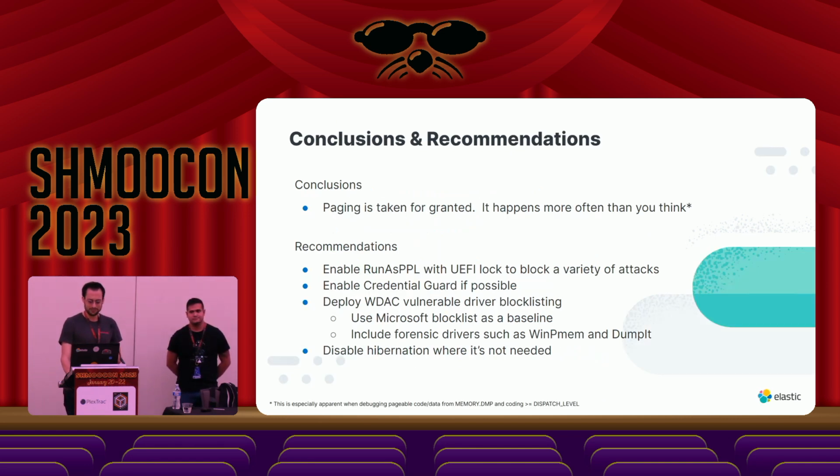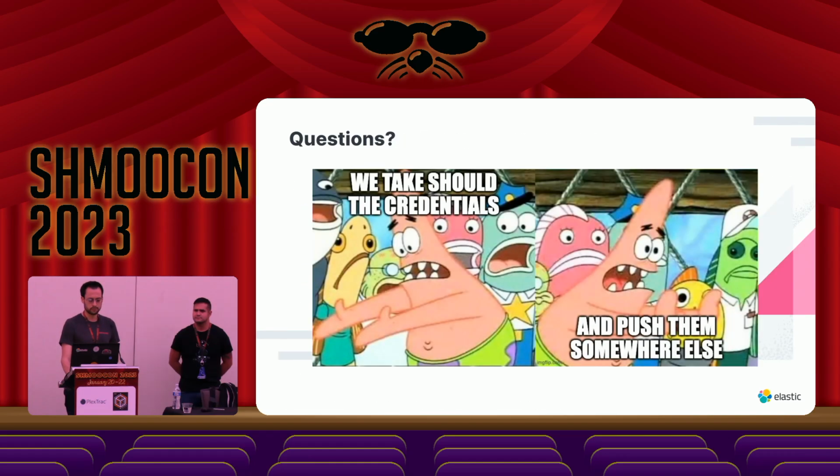In conclusion, understand that physical memory is not omniscience. Paging is often taken for granted and happens more often than you think, especially on systems under heavy memory pressure. As for recommendations, we suggest running LSAS as a protected process, aka run as PPL, and enabling that UEFI lock mechanism. Enable Credential Guard if your environment and hardware support it. Deploy Windows Defender Application Control vulnerable driver block lists, and include forensic memory dump drivers in your driver block list. Any questions?